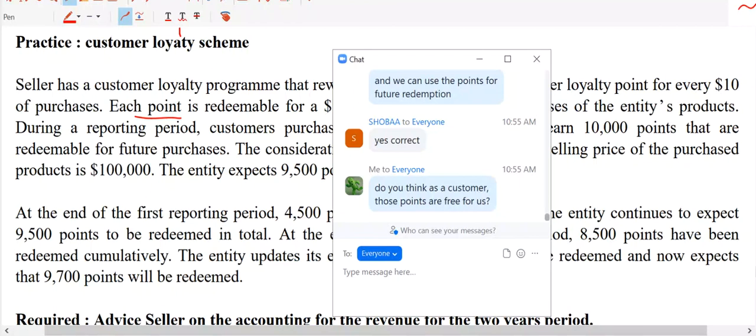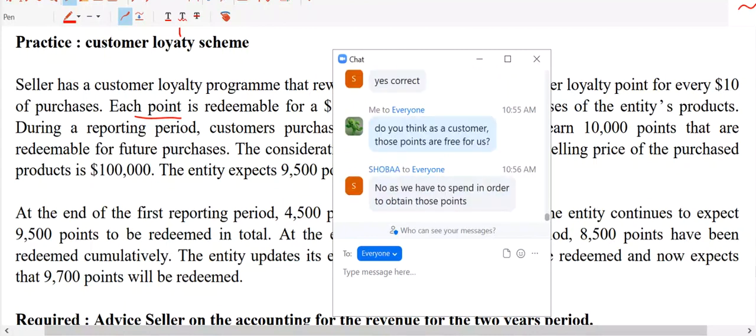Alright, so this is what we get. We apply for a member card and then we shop at the place. When we make payment, we show our member card so they will record it for us, giving us the points. So, okay, Shubha said no, as we have to spend in order to obtain those points. That's right.